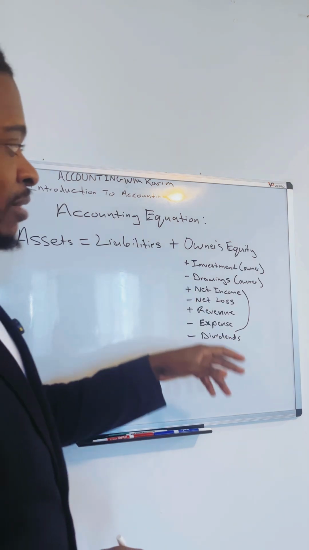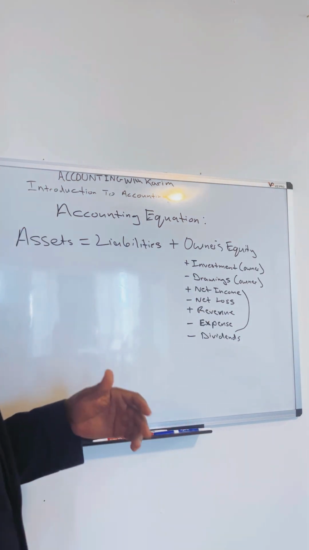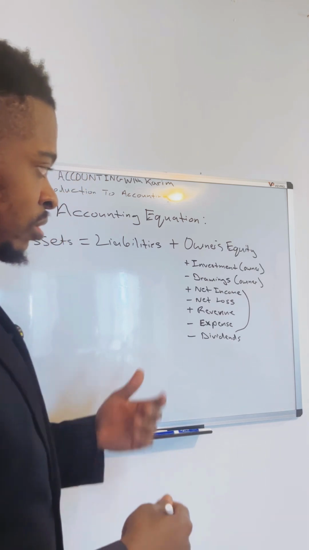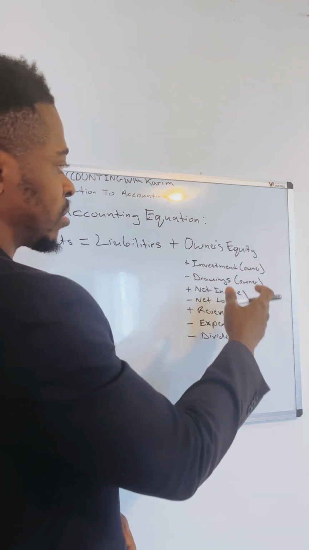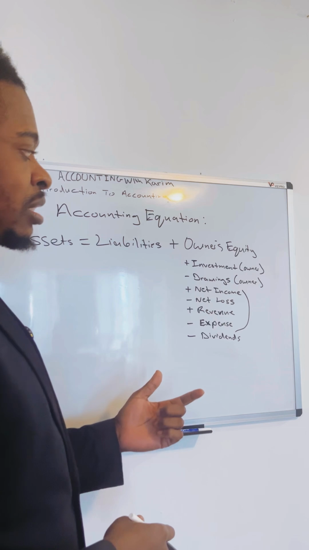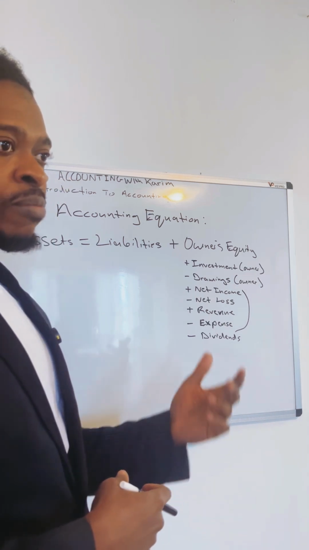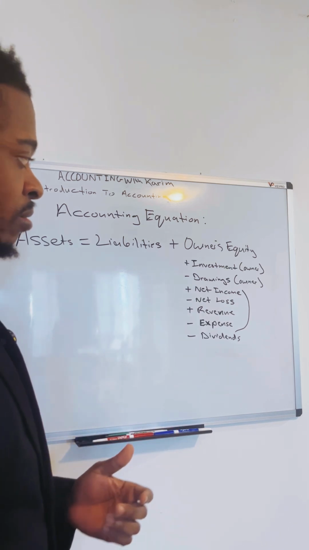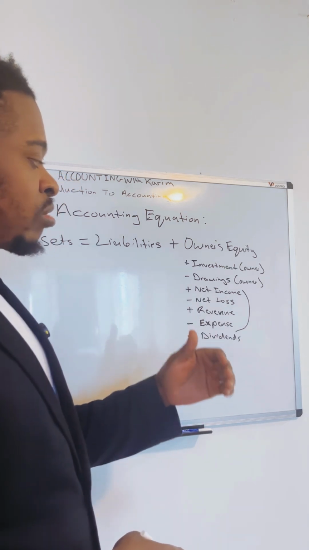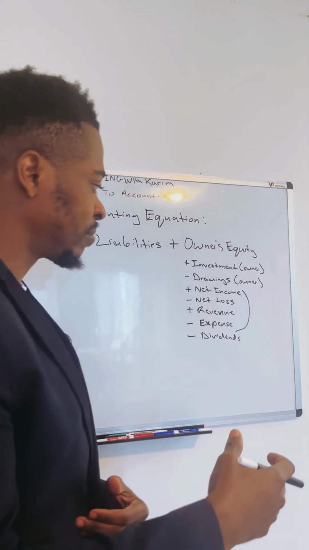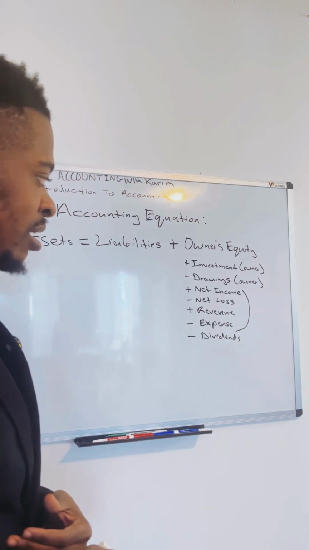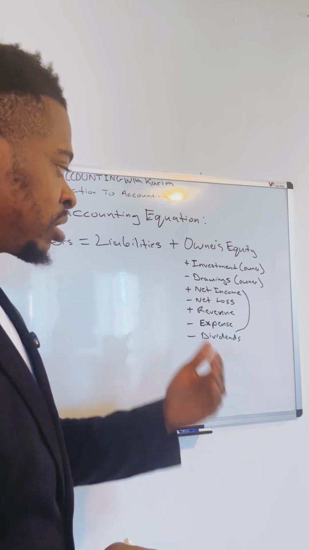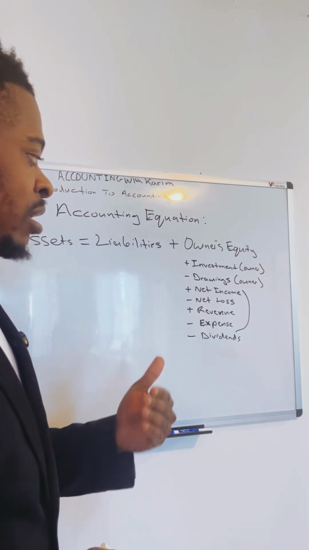We have investment by owner. So if owner invests money into the company, initial capital, more than likely, this increases owner's equity. The drawings is like owner takes money from the company for personal expenses. That decreases owner's equity. Net income increases owner's equity. Net loss decreases owner's equity. Revenue increases owner's equity. Expense decreases owner's equity, as well as dividends.